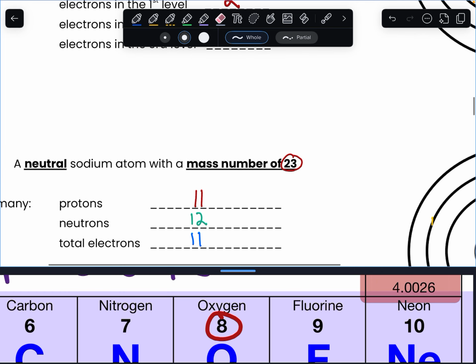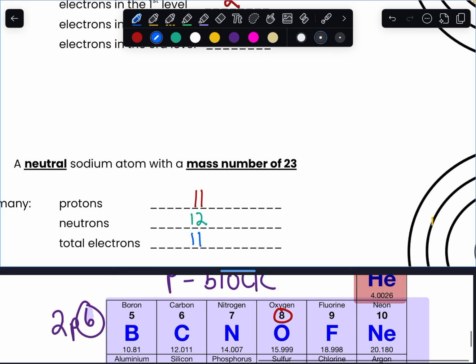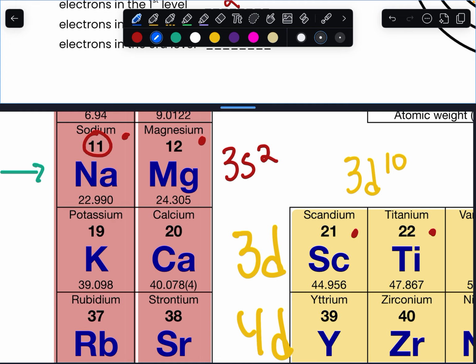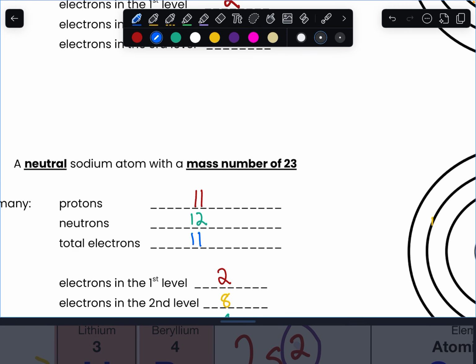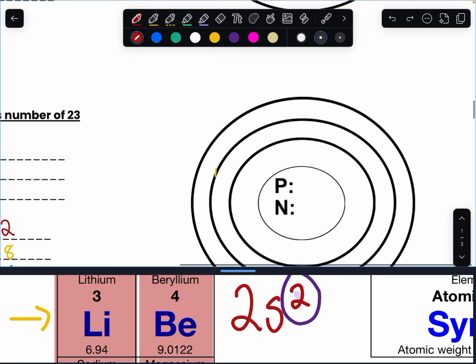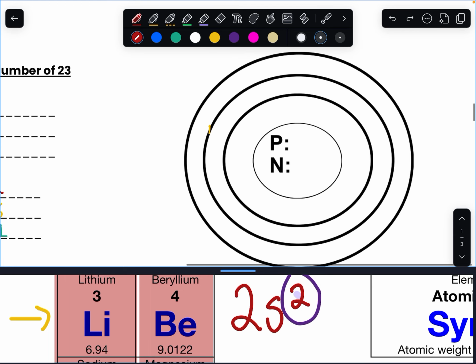Okay, so I already filled out some information here within the protons, neutrons, and electrons, so hopefully you're good at doing that. What I did here is I looked at the number of protons for sodium. Sodium has an atomic number of 11, so that's where I got the 11 protons. I would get 12 neutrons from subtracting 11 protons from my mass number. And then the total electrons, if we're neutral, is going to be the same as the protons.